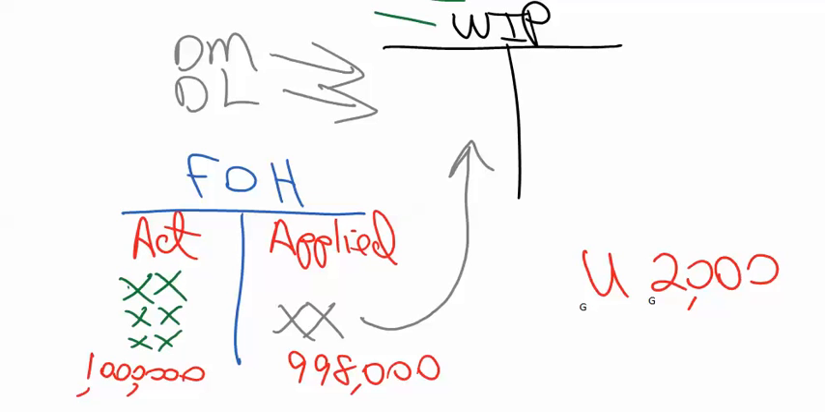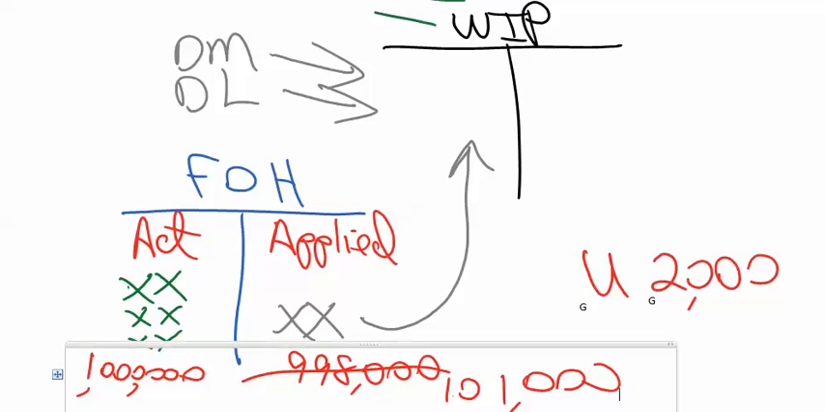If it were overapplied, let's change the numbers. If we had actual cost of $1 million and we had applied instead, wrong pen, instead we had applied $1,001,000, then we would have overapplied. We would have applied $1,000 too much. And so we'd have a credit balance. We need to zero this account out. We would debit our factory overhead for $1,000, and we would credit cost of goods sold for $1,000.